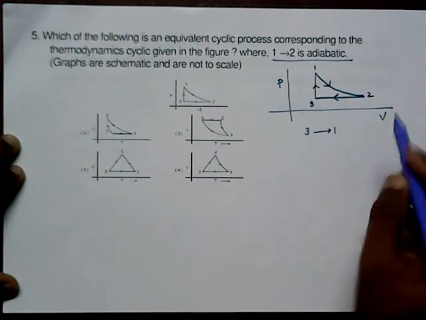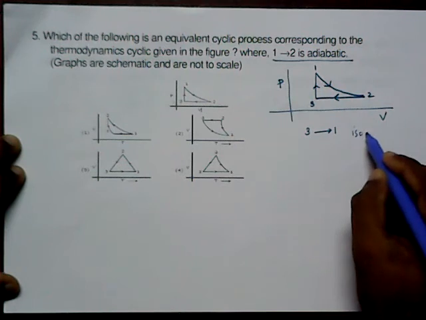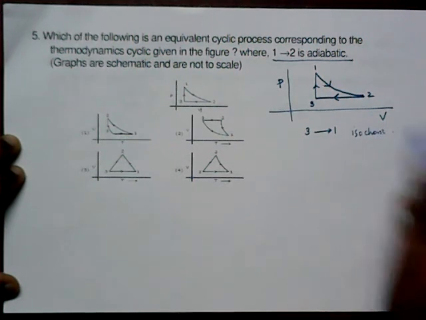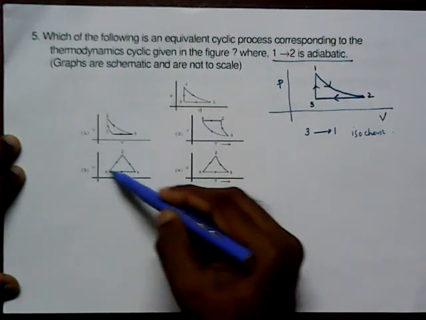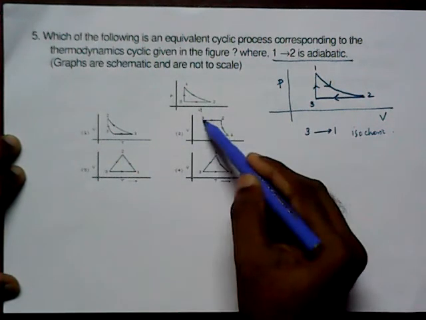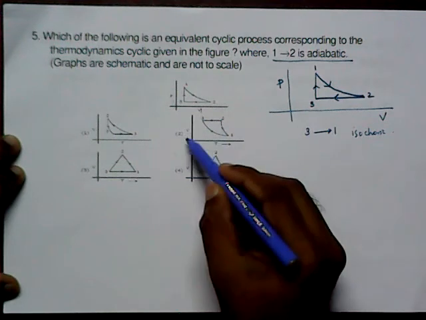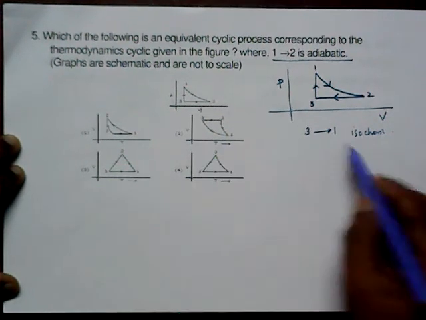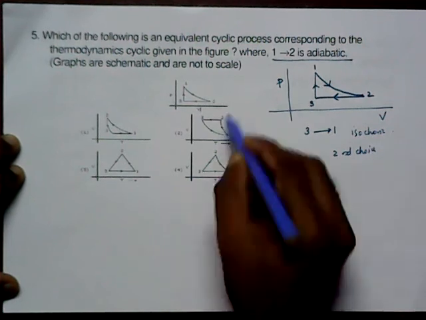3 to 1 is volume constant, that means an isochoric process. So 3 to 1 is an isochoric process. If you analyze this, 3 to 1 is not the isochoric process here. So we can think the second choice is wrong. So that is not correct.